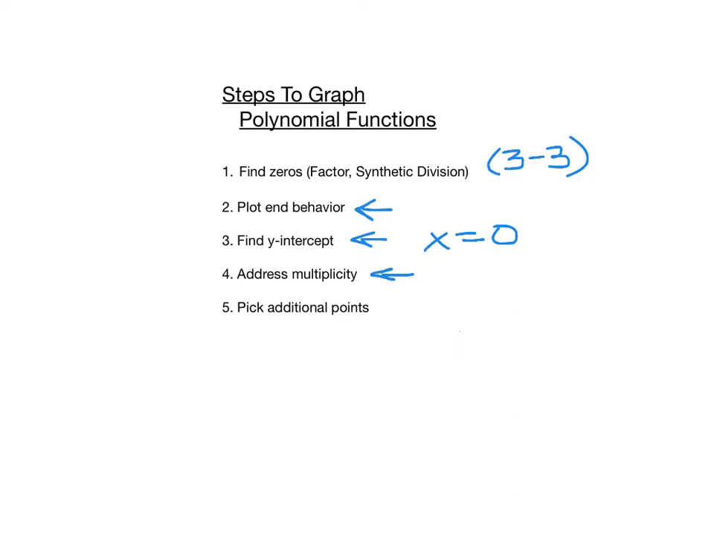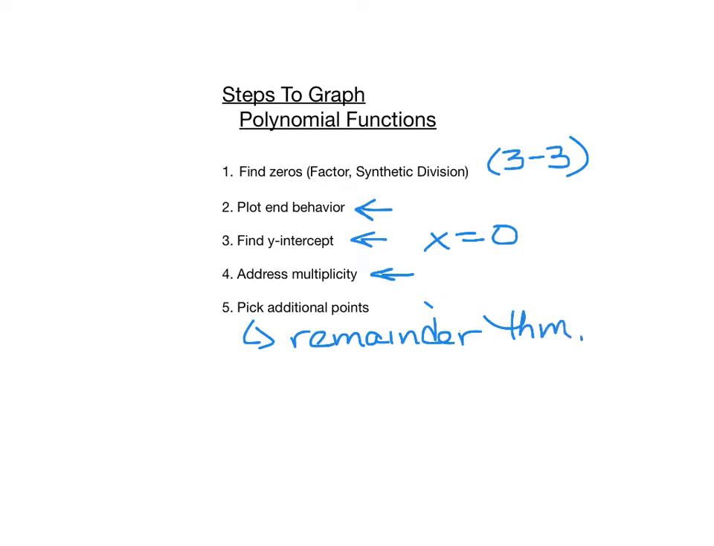Essentially, multiplicity is the number of times a factor shows up. Then what we will do is pick additional points. When we're not using our calculator, we will use the remainder theorem. If you're using your calculator, you can hit the second button and then hit graph, and you will get your table of additional points or additional coordinates from your calculator. But for the quiz, you'll be using the remainder theorem to get your additional points.